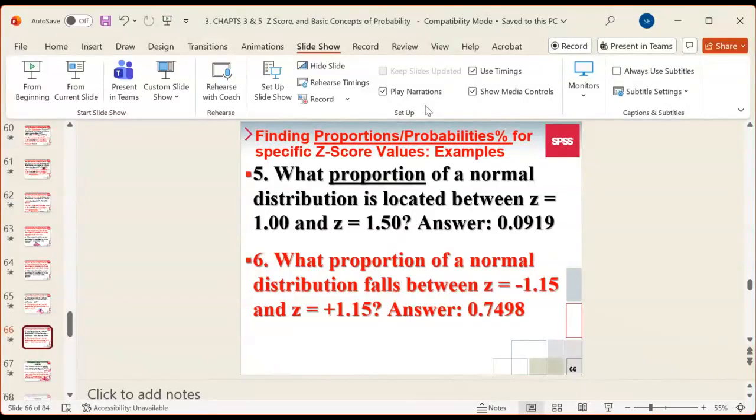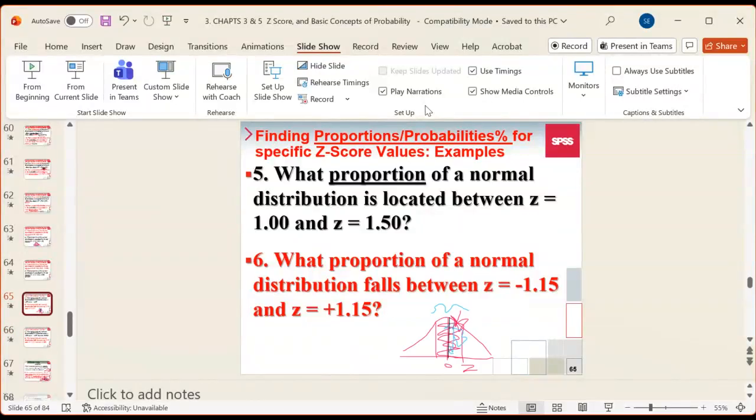So you add them up. 0.3749 times 2 will be 0.7498. So you add up the right side portion and the left side of the mean, right? And we found that area 0.37 is on the right side. So the left is the same. So you add up those two.